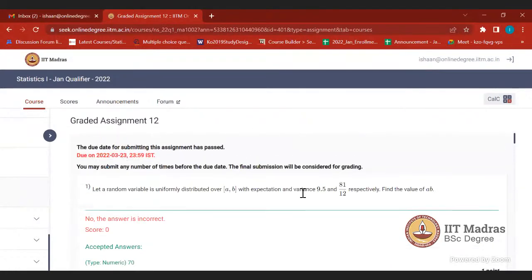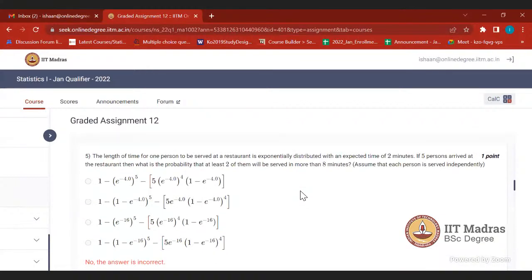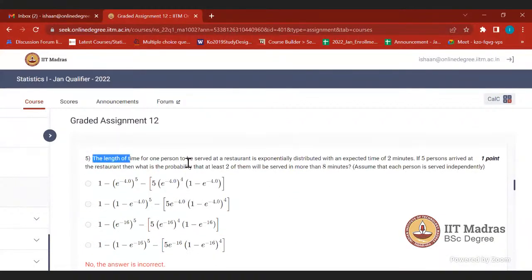Yeah, which one? Question 5, sir. Yes, sir, this one. Okay, so this one is basically a mixture of binomial and exponential.